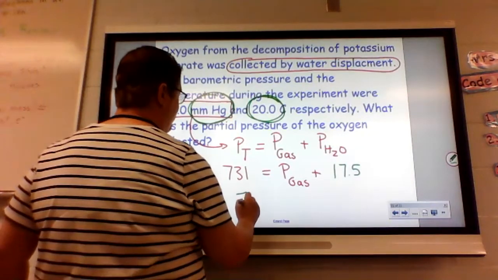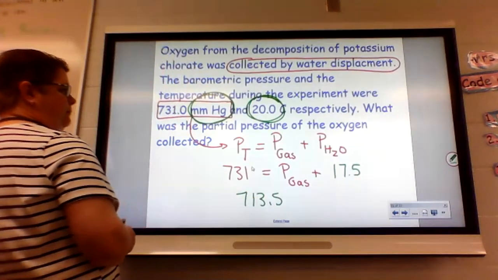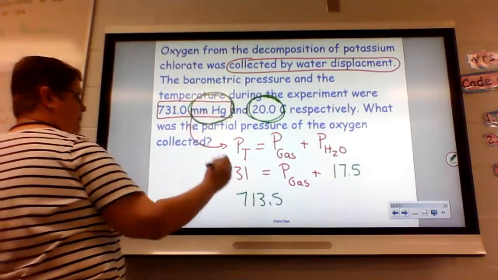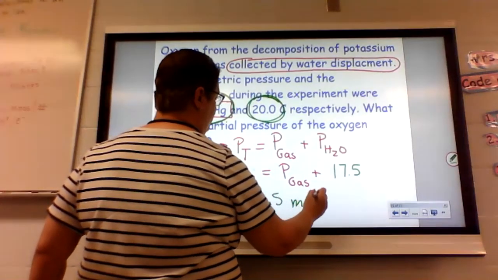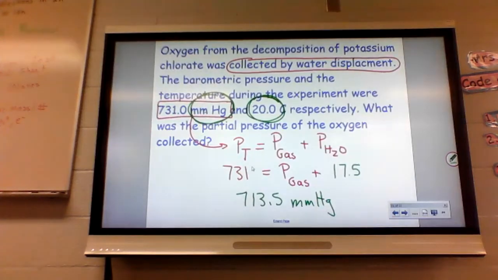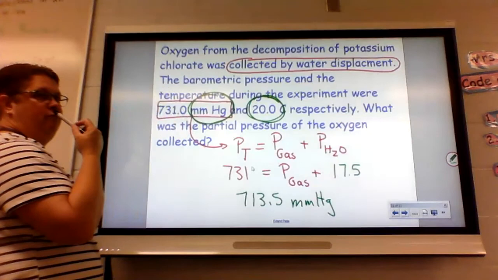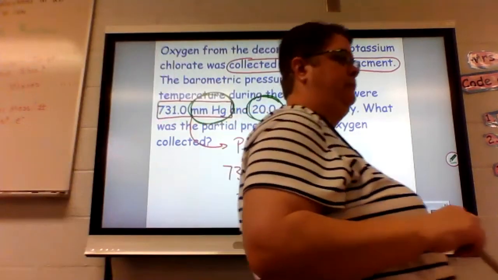All right. So 713.5. All right. What unit are we putting on it? mmHg. How do you know it's mmHg? Because it has to be the same pressure unit, and the one in the problem is mmHg.